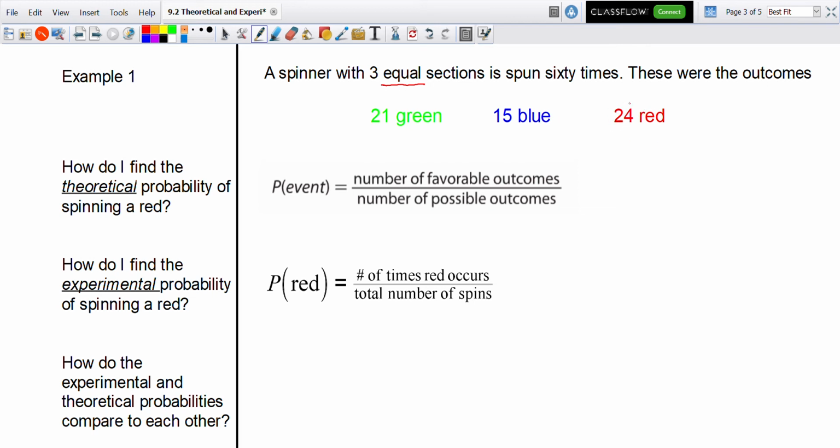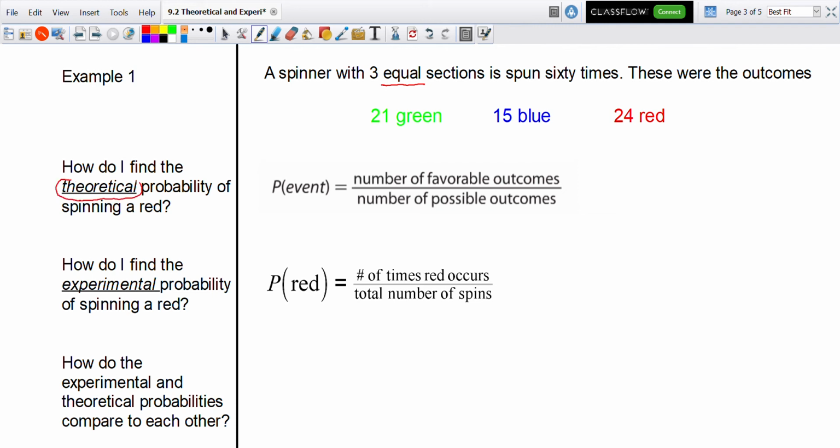Now I know automatically in your head you're like, wait, that can't be right. They were 3 equal sections. They should all be spun the same. They should all be landed on the same amount of times. Well, theoretically, yes, they should all be equal, but our experimental probability shows, oh look, our actual experiment was a little bit off from that. Okay, so let's look at what theoretically should have happened.